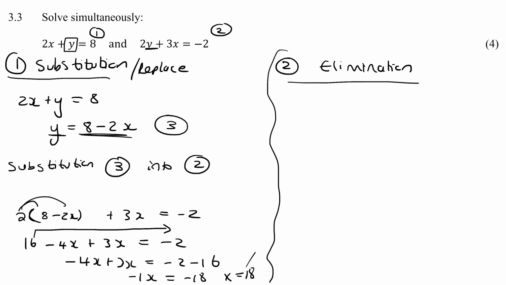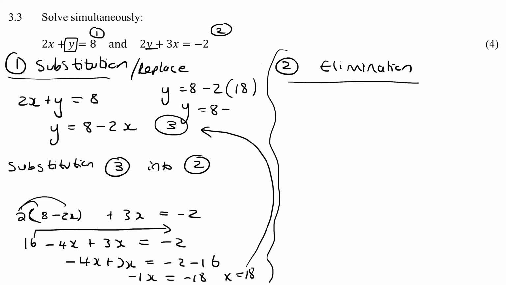So what you then do is you come back to equation number 3, because y is equal to 8 minus 2x, and we already found x as 18, which we just found over here. And so you would then end up with 8 minus that. Why did I just write the same thing twice?